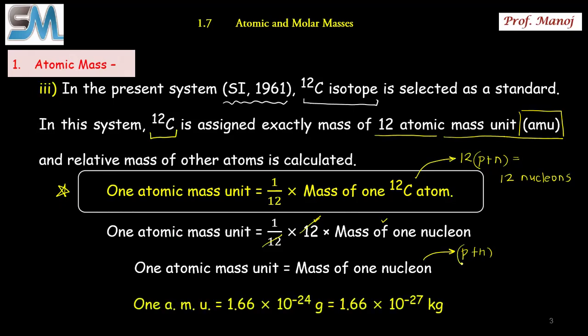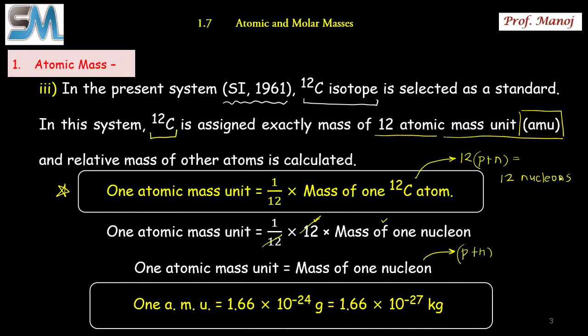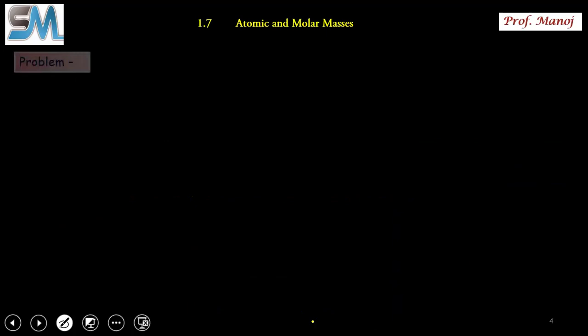So finally, the mass of 1 AMU is now considered as 1.66 into 10 raised to minus 24 gram, or converting into kilogram, 1.66 into 10 raised to minus 27 kilogram. For your understanding, and if you are making your own notes, writing the 1 AMU definition is very important. Remembering 1 AMU in gram is very, very important. Let us go ahead and dwell more into this.